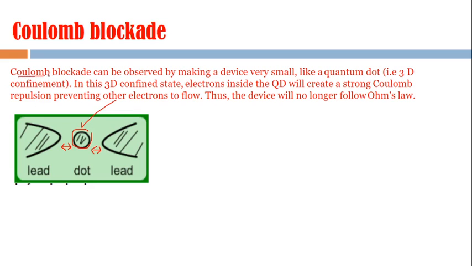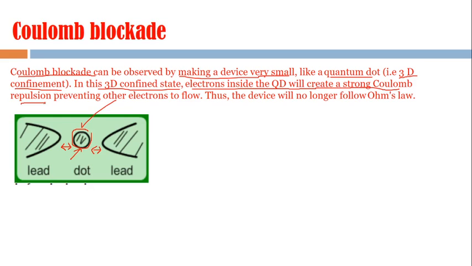So this Coulomb blockade effect can be observed by making a device very small, just like a quantum dot. And you know what this quantum dot is? That is a 3D confined structure. So in this 3D confined state, electrons inside this quantum dot will create a strong Coulomb repulsion.